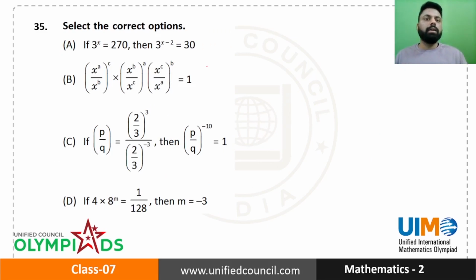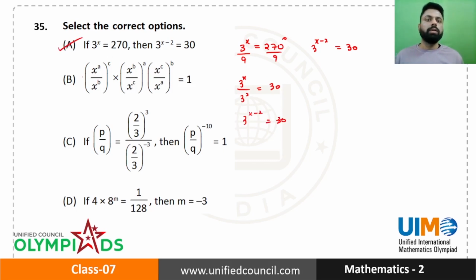Select the correct option. So 3 raised to the power x is equal to 270. 3 raised to the power x minus 2 is equal to 30. That's what it says. So see, if we divide both sides by 9, this is 3 raised to the power x and this is 3 raised to the power 2. 270 by 9 is 30. This will be 3 raised to the power x minus 2, that is equal to 30.